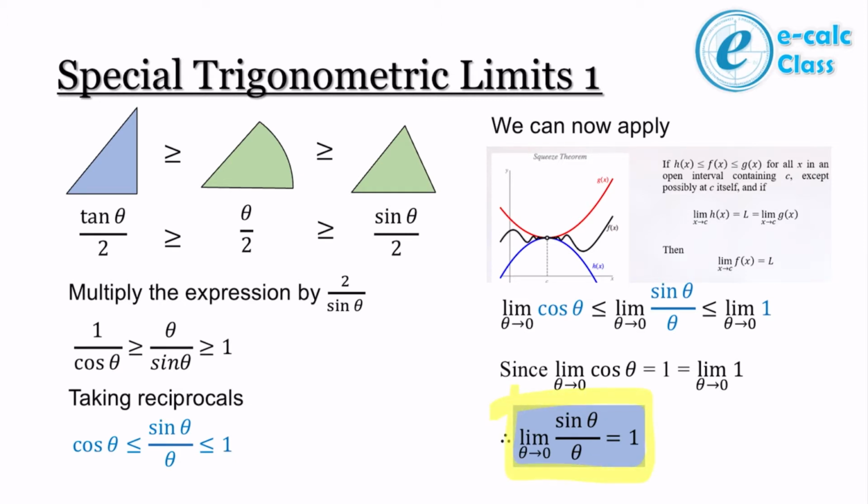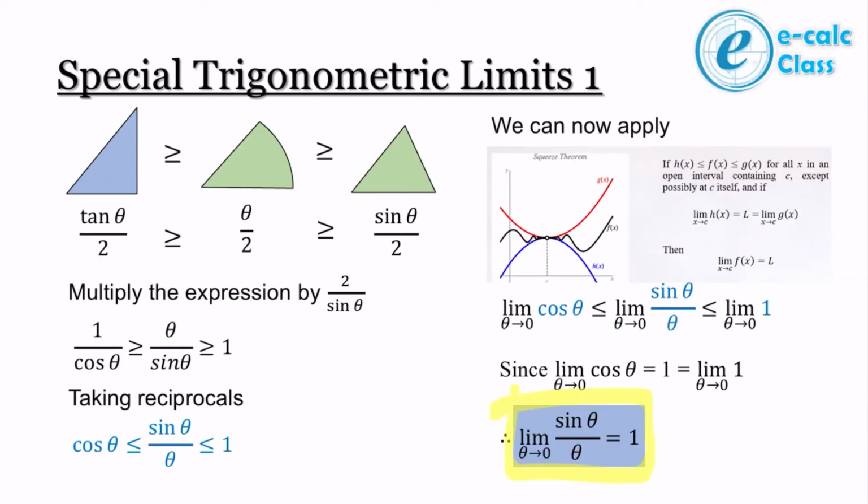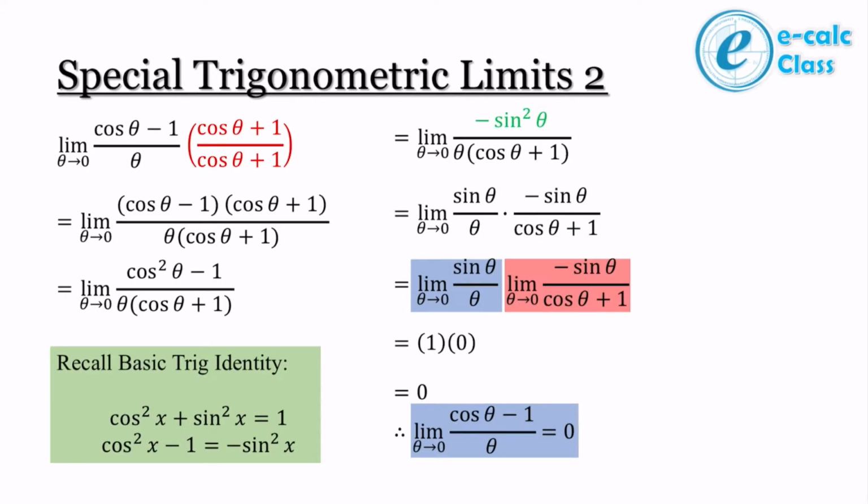And if you notice, we actually have another one here, which is always paired with this one. And where do we get this from? It's actually from here, then we use trigonometric identities. Then we get the second special trigonometric limit.